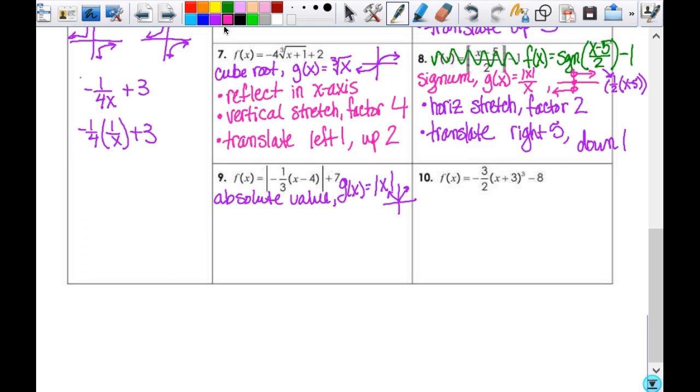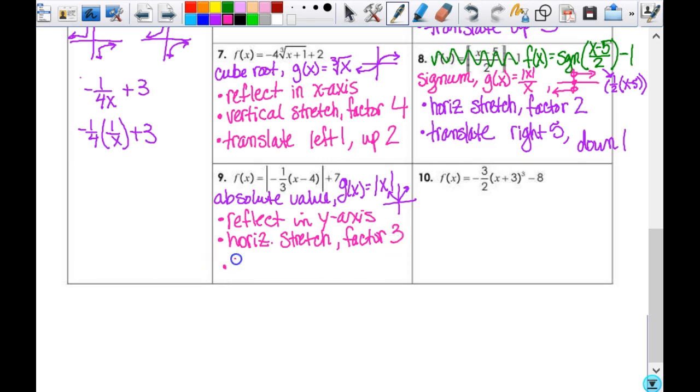So this negative means that I'm going to reflect, and I would reflect in what? The y-axis. This is happening inside the absolute value. Let's reflect in the y-axis. Then that 1/3, does that 1/3 affect me horizontally or vertically? Horizontally. So this is a horizontal what? Stretch. And then the factor is 3.